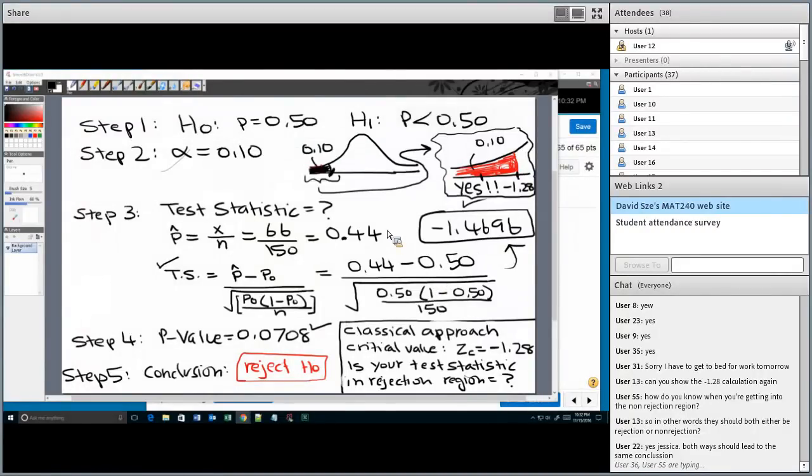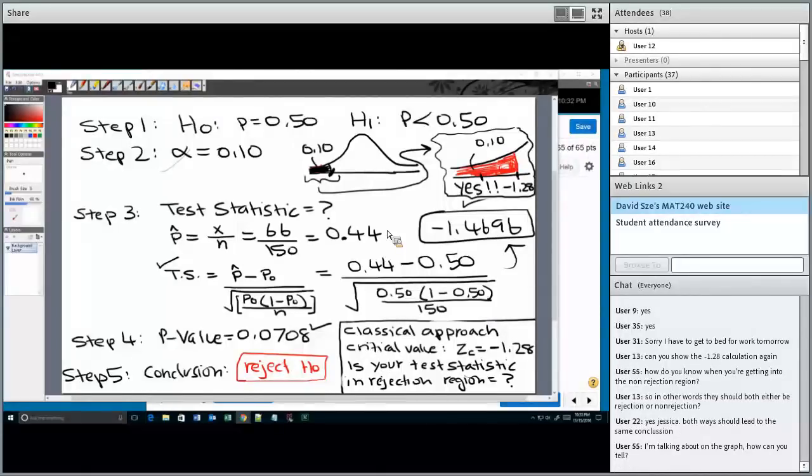Yes, Jessica, that's right. So you should not have a case where the p-value approach says reject and the classical approach says do not reject. That's never going to happen. And vice versa. You will always, always, always get the same conclusion using both approaches.